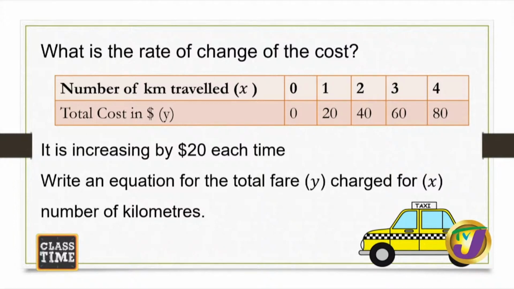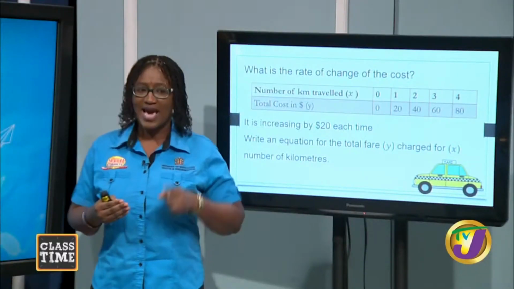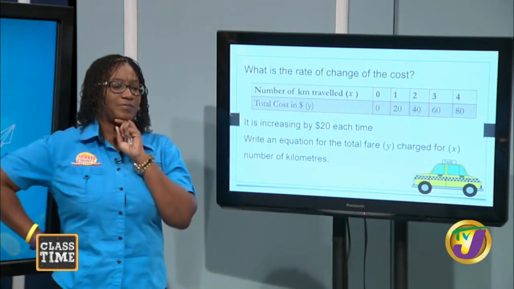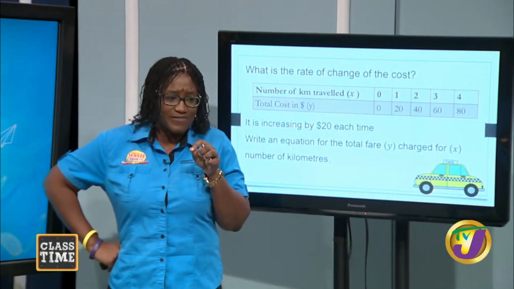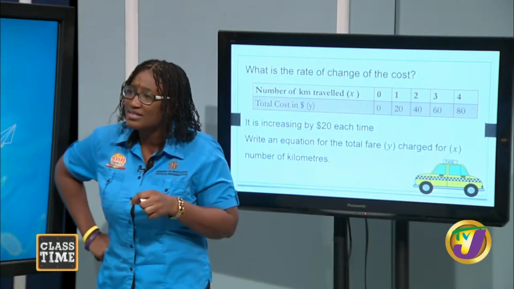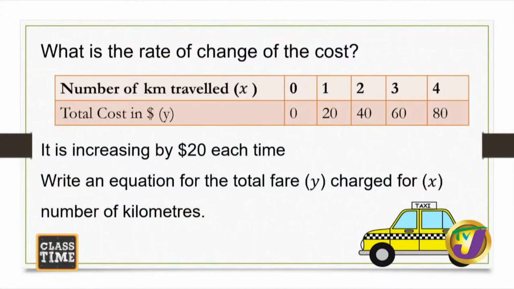So, Richard, I'm looking at this, and I heard you say earlier that it's increasing by $20 each time. I'm also looking at the table, and I'm seeing that for 0 kilometers, we pay $0. I think I know the equation. Students, do you have it written down? I hope they do. So let's bring it up on screen for them. So it's y equals 20x. Did you get that? I know they did.